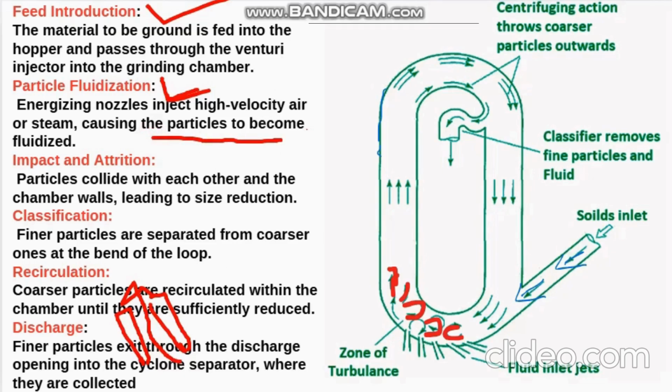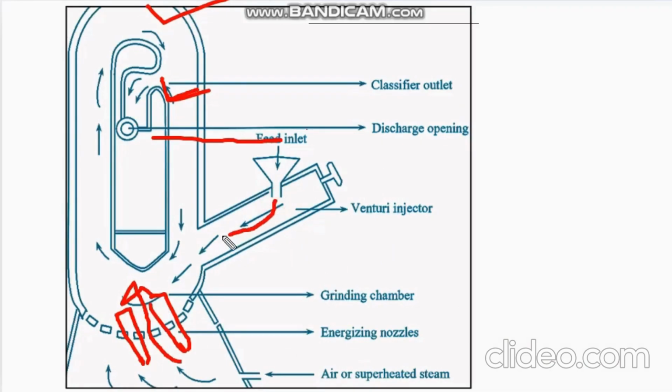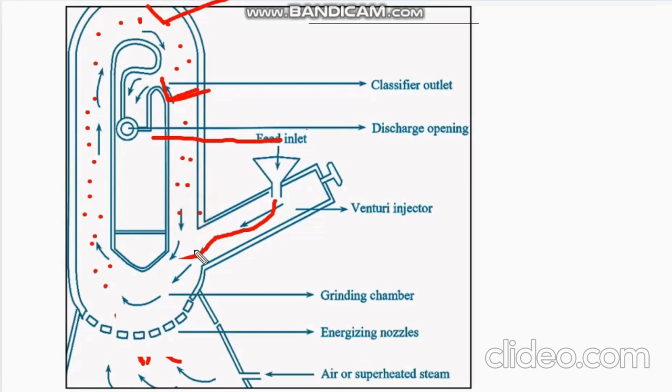So from this side the sample, that is the particles of the sample, is coming, and we are going to introduce air with a high velocity. Due to both, the powder particles, due to the high velocity of the air through the energizing nozzles, will get fluidized. They will get suspended in the grinding media, that is, inside the loop chamber. They are fluidized, or suspended, in the grinding area. This is the grinding area.